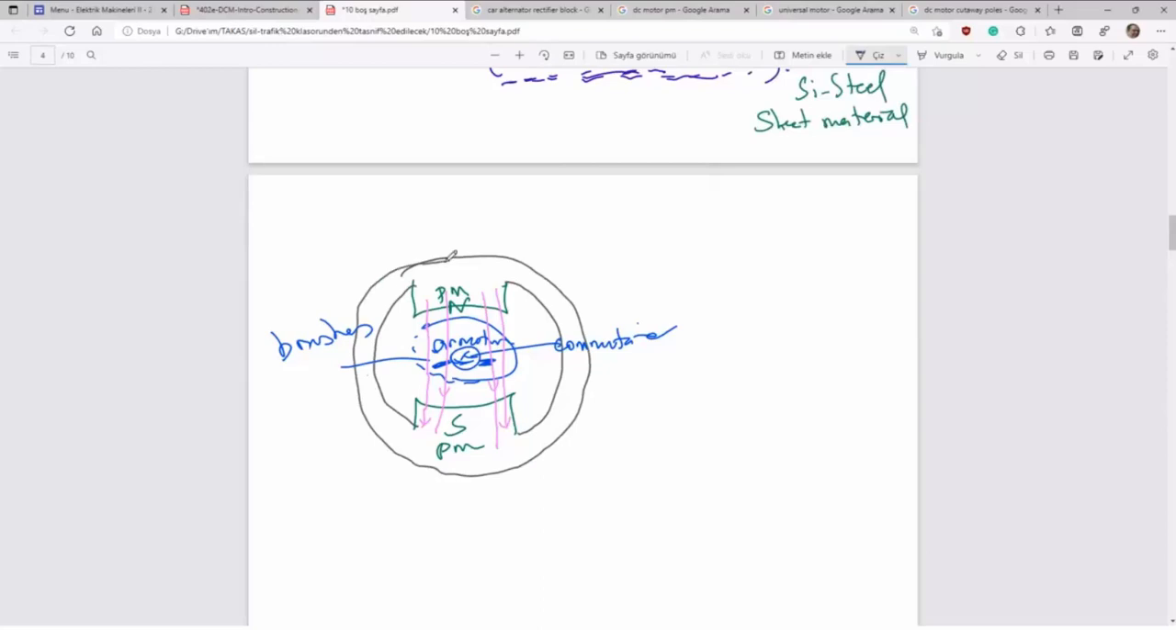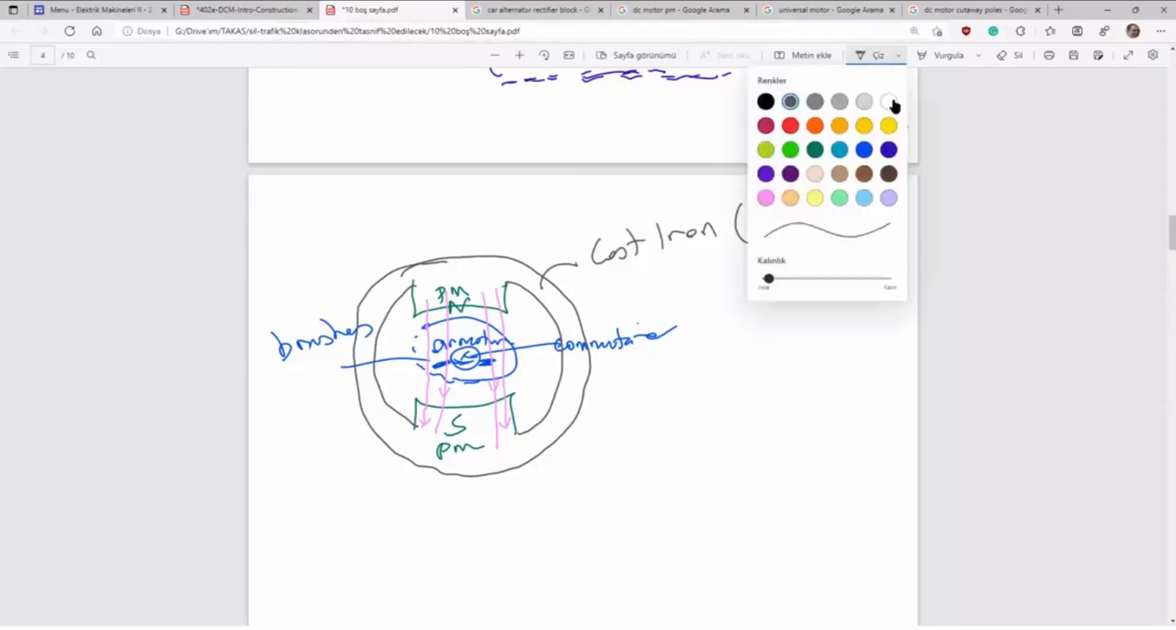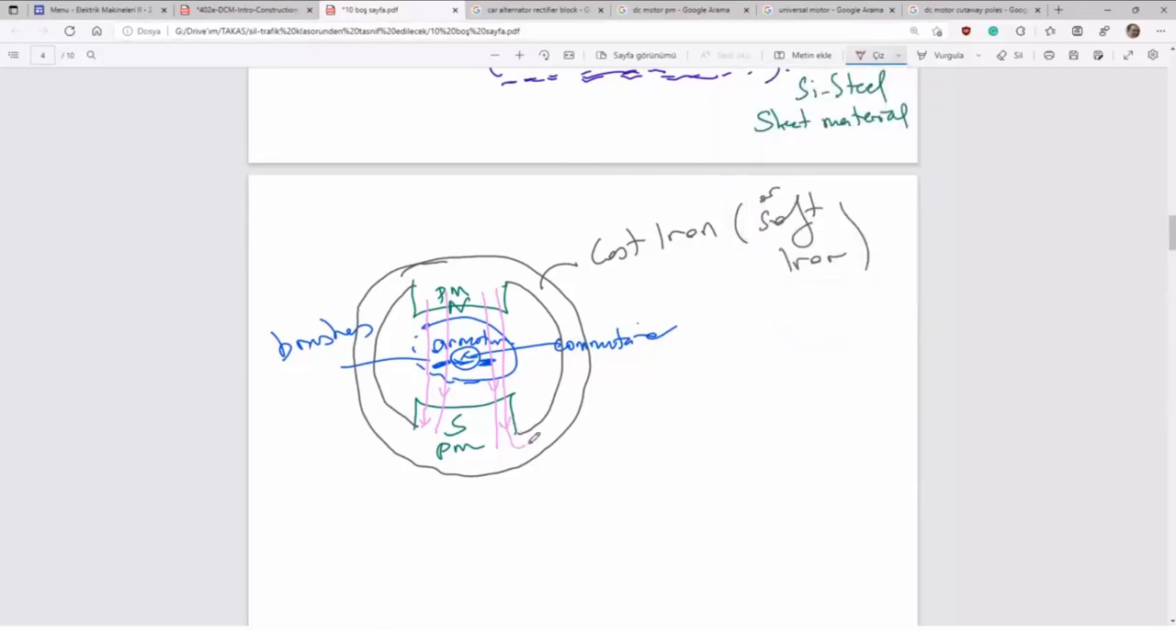Another part made of cast iron or soft iron material, ferromagnetic material. It is cheaper, so we use it. That magnetic field lines will complete their contour, their orbit. Okay, that's it. You see, this part is called the yoke or frame.